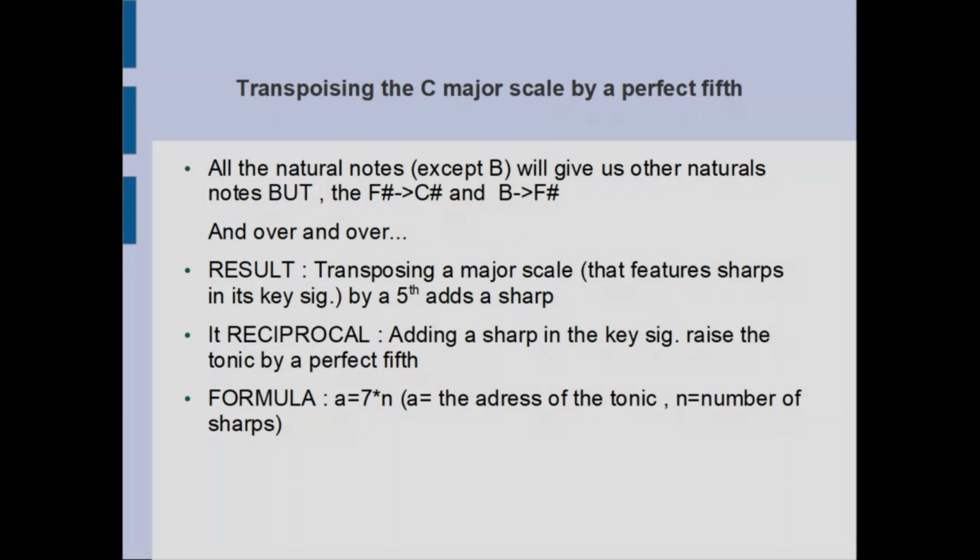You have to understand that the source of alteration is the diminished interval between B and F. It's the diminished interval that gives birth to all the alteration. Is it understood? Is it understood that it is the diminished fifth between F and B that gives birth to all the alteration?